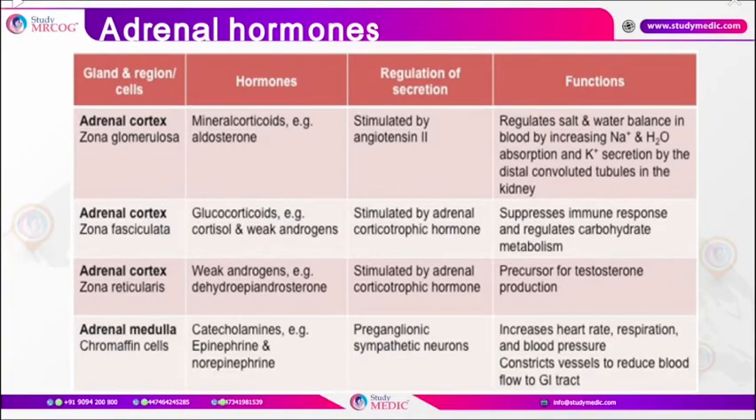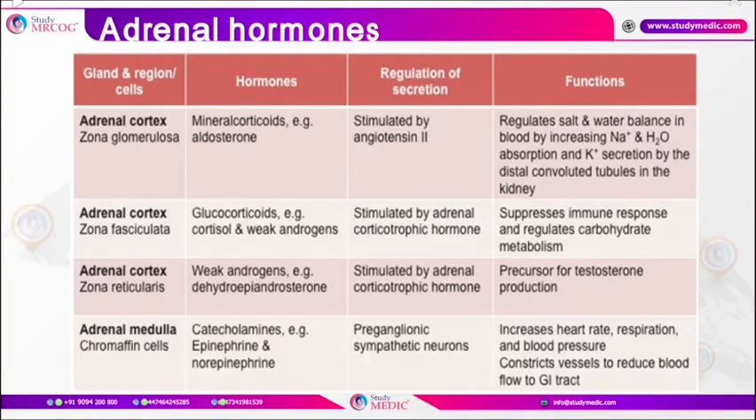Let's discuss in detail these adrenal gland hormones. Zona glomerulosa secretes the hormones mineralocorticoids. An example is aldosterone. Its secretion is regulated and stimulated by angiotensin II. What are the functions of mineralocorticoids? It regulates the salt and water balance in our body by increasing sodium and water absorption and potassium secretion by the distal convoluted tubules in the kidney.